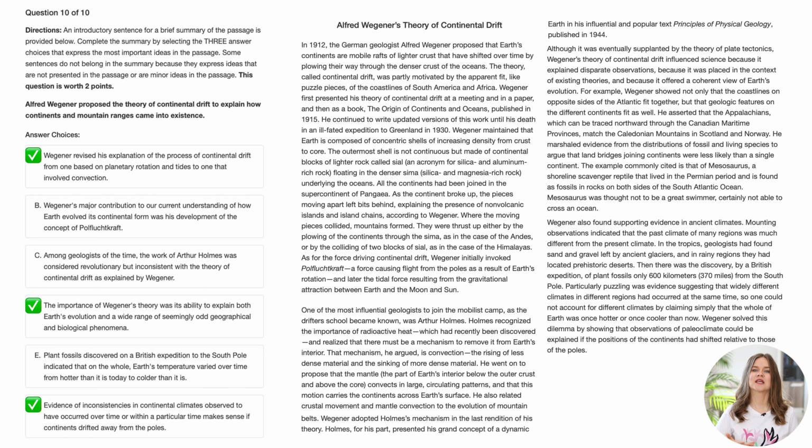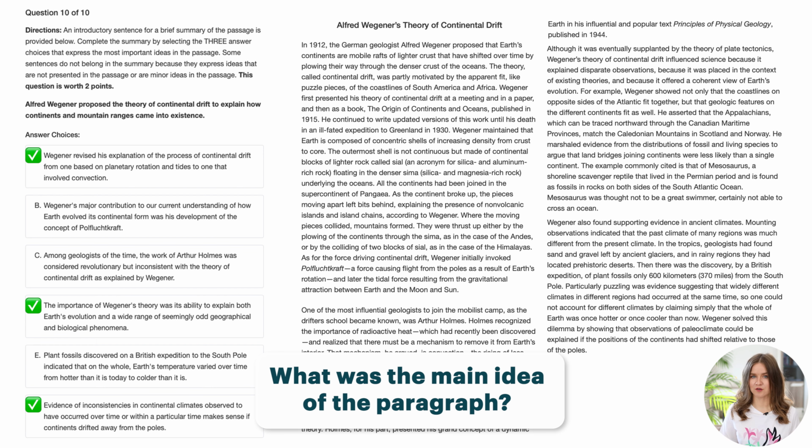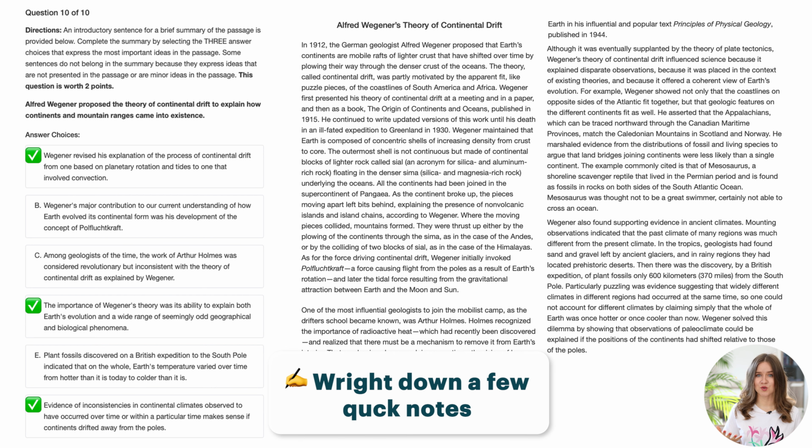All of these options include key ideas we've already seen while answering the earlier questions. If you don't remember them clearly, you can always go back and quickly scan each paragraph for its main idea. It's easier than you think because you already know many parts of the passage well from working on questions 1 to 9. Here is a small tip. As you move through earlier questions, pause briefly when you finish each paragraph and ask yourself, what was the main idea of the paragraph? You can even write down a few quick notes as you go. This habit will save you time later when you reach the summary question.